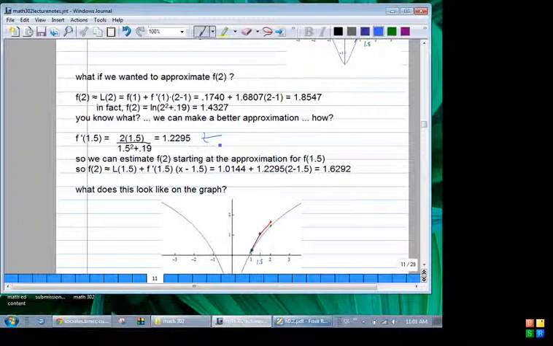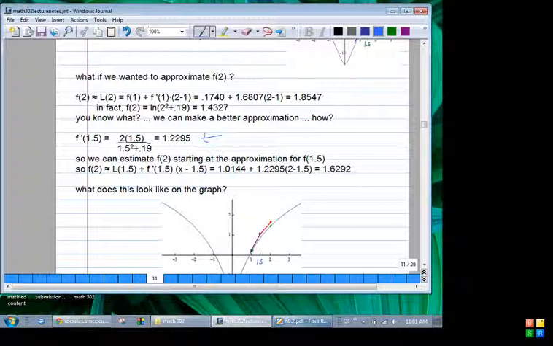At x equals 1.5, the slope should be, plug it in, and you get 1.2295. So my purple point was x is 1.5 and y is 1.01. But now I'm going to follow a new slope. My new slope is 1.2295. So now I'm going to use that, and I'm going to plug in 2. Using that point slope, I make a new equation, and I plug in 2, which is this calculation right here.